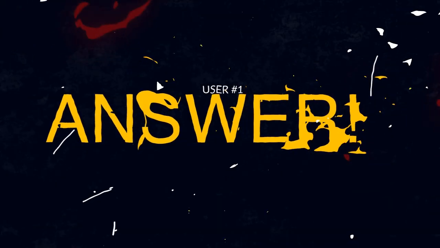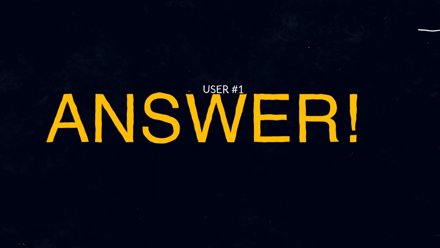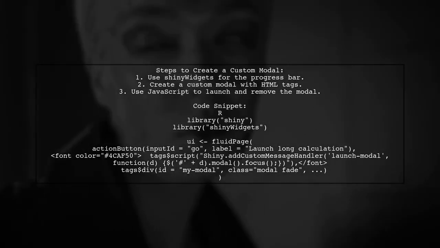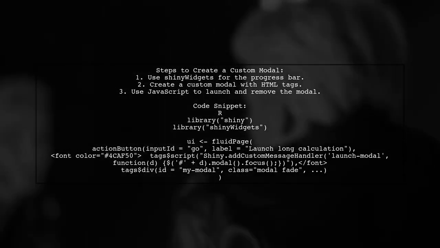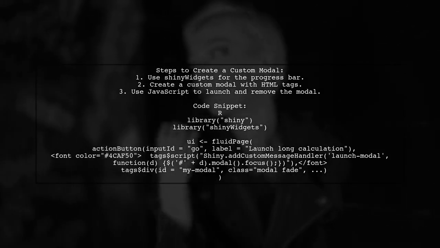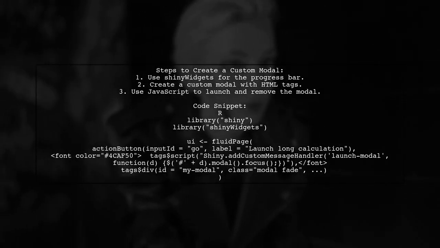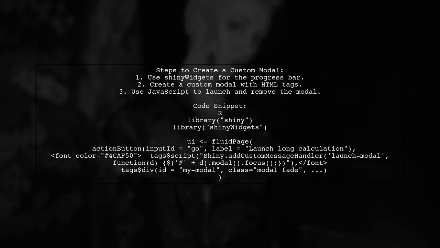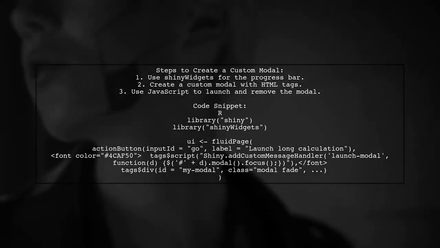Let's now look at a user-suggested answer. To adjust the size of a Shiny progress bar and center it, you can use the Shiny Widgets package. Although it can be tricky to use with the built-in showModal function, you can create a custom modal manually. This involves writing a bit more code, but it works effectively.